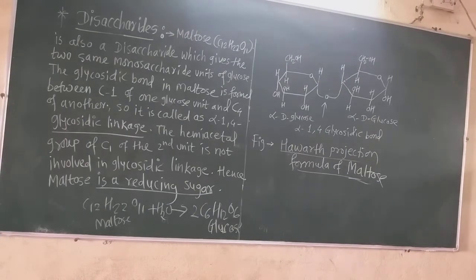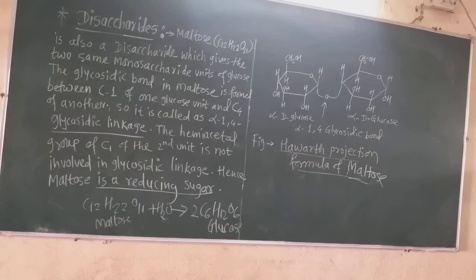Let us see the third reducing sugar now. The next reducing sugar is lactose, which is also for our study. There is no projection formula given here for this third disaccharide, lactose. There is only some information about it: lactose also has the molecular formula C12H22O11. It is also a disaccharide present in milk. You know that lactose is the milk sugar found in milk.